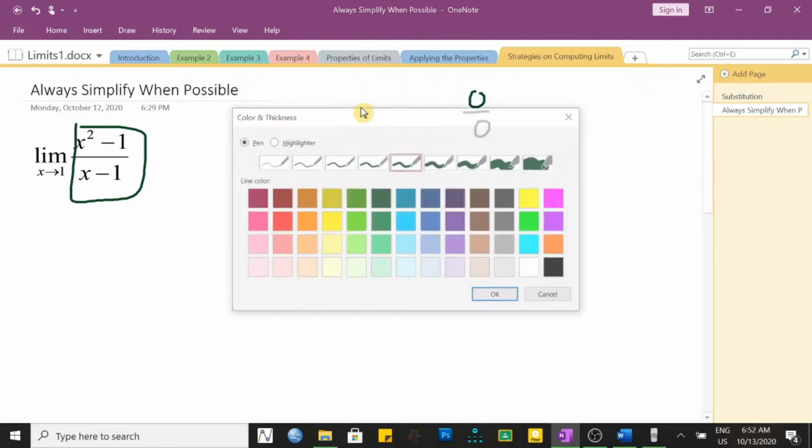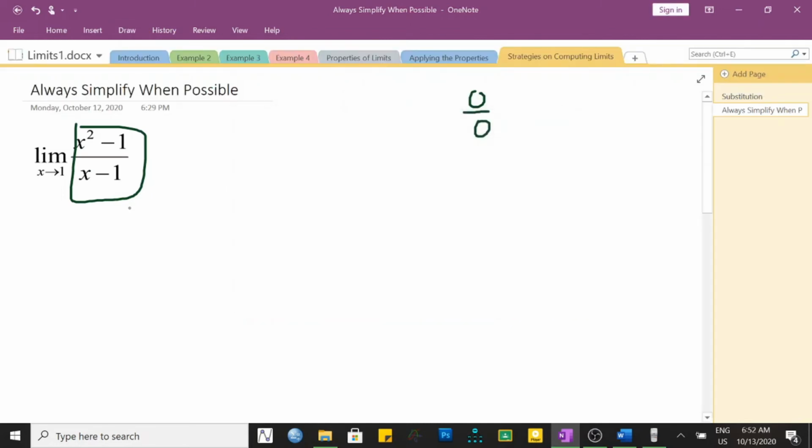How do we simplify this function? We need to recall our knowledge on factoring first. So we would have limit as x approaches 1. How do we factor the numerator? We cannot really do anything about the denominator. That's really simple. But we can factor our numerator. That's a difference of 2 squares. How do we factor a difference of 2 squares?